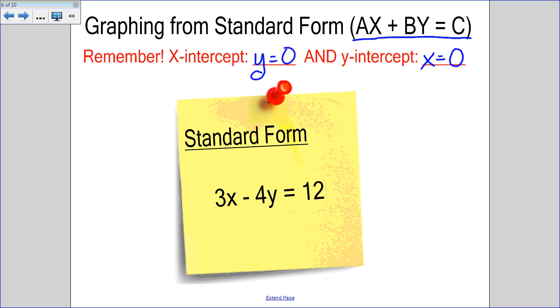We're going to use our postcards again, our post-it notes, to remember how to do this. So your very first post-it note should say standard form. That's the form we're looking at. And give this equation, because we're going to look at the equation 3x minus 4y equals 12. Remember, if you need to pause the video here so you can write this down, that'd be a good idea, and you can start it back up in just a second.